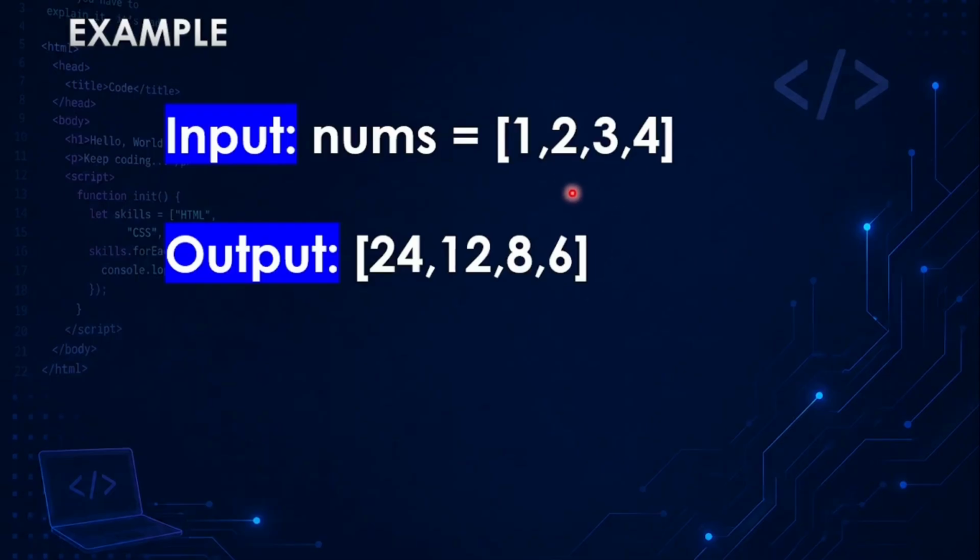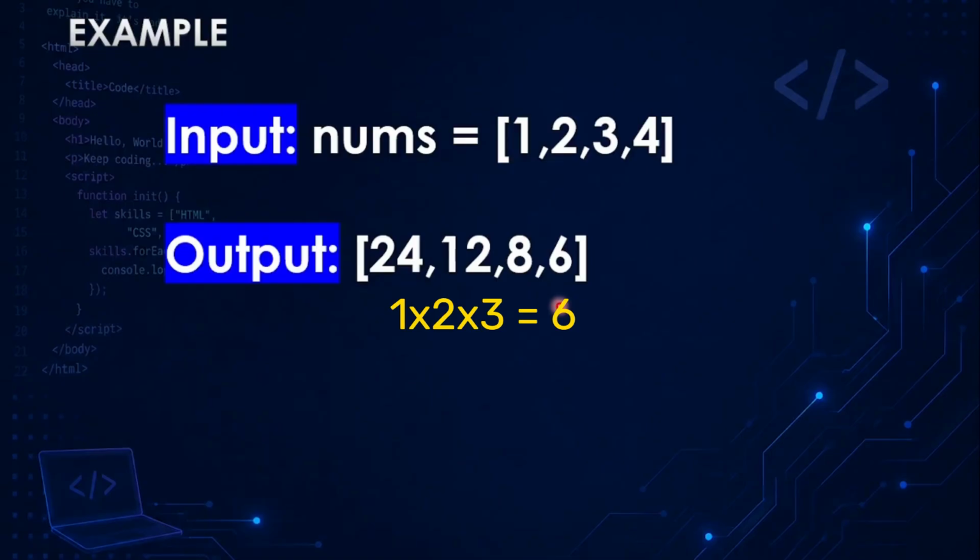Similarly, for index 1, I'll be hiding 2 and multiplying the other three, 1 into 3 into 4, which gives us the result 12 for our index 1. Moving on to index 2, I will hide 3 and do a product of 1, 2, 4, which gives us 8 at index 2. Similarly, for index 3, I'll leave out 4 and multiply 1, 2, 3. I'll be getting 6 at index 3.